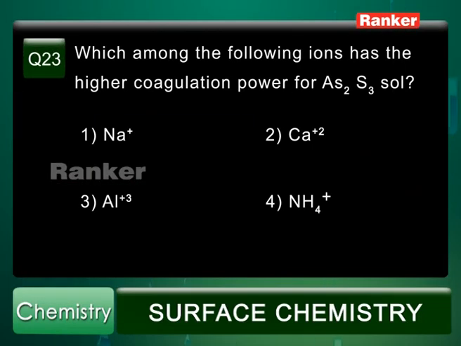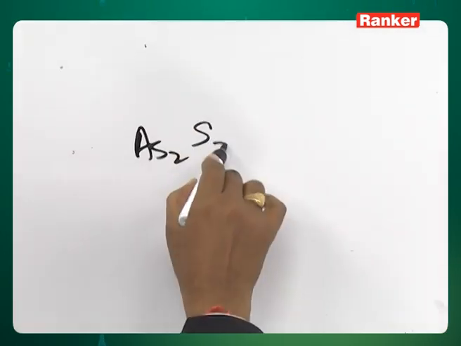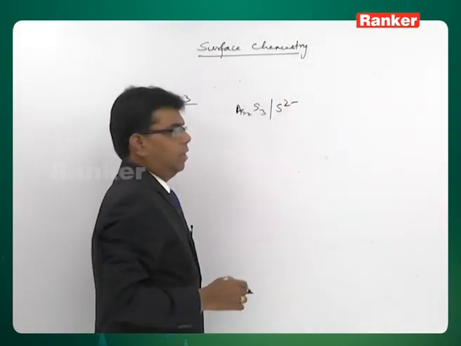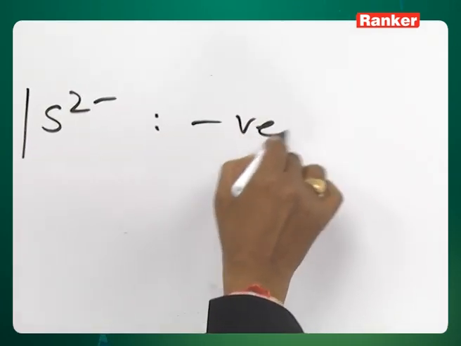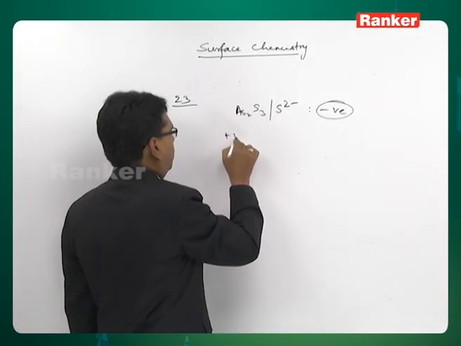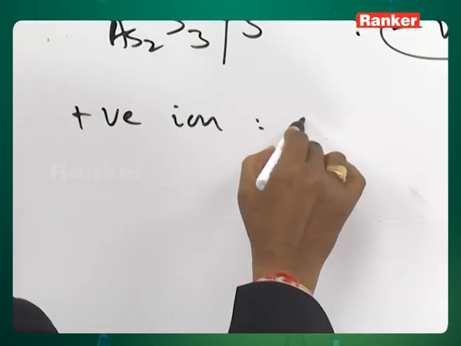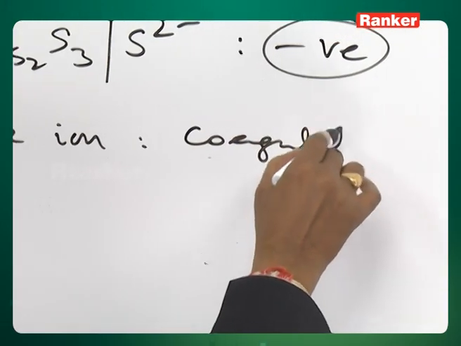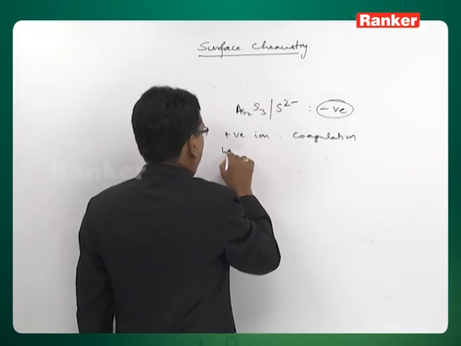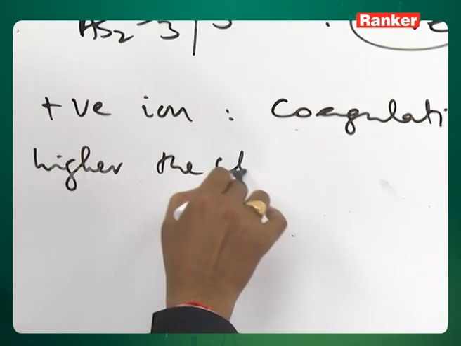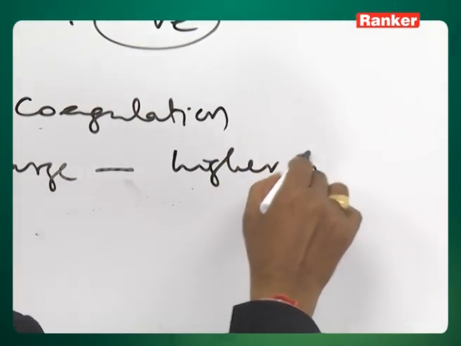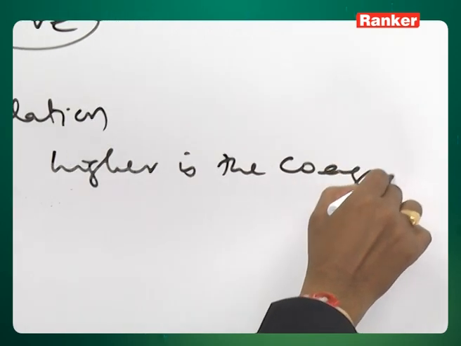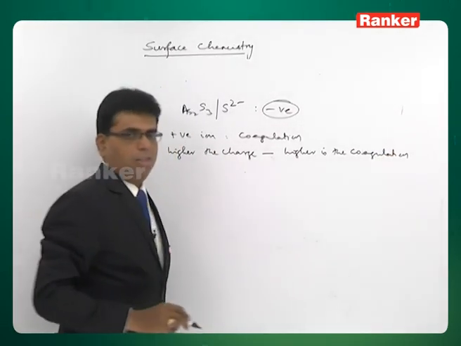Which among the following ions has the highest coagulation power for As2S3? In As2S3, the preferred adsorbate is sulfide, so it is a negative sol. Any positive ion will allow the coagulation, and the higher the charge, the higher is the coagulation.